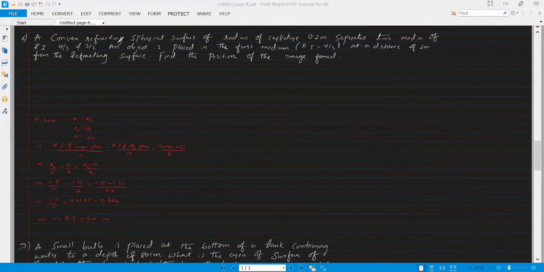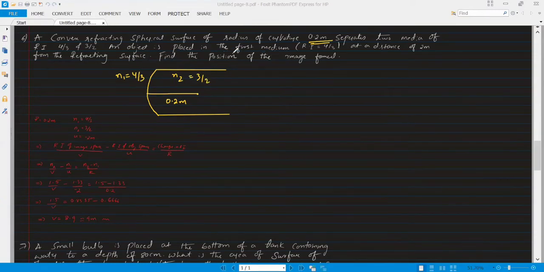Let us go for this problem. A convex refracting spherical surface of radius of curvature 0.2 meter. There is a refracting surface. Assume that this is a refracting surface. The radius of curvature of this surface is about, say, this is the radius of curvature, and this is given 0.2 meter. Separates two media of refractive index of 4/3 and 3/2. There are two refractive indices. Let us consider this is n1 and this is going to have the refractive index n2. Let me write this as 4/3 and this as 3/2.